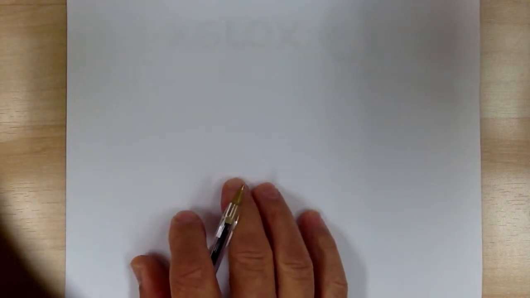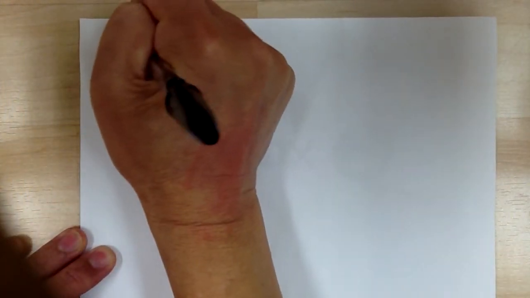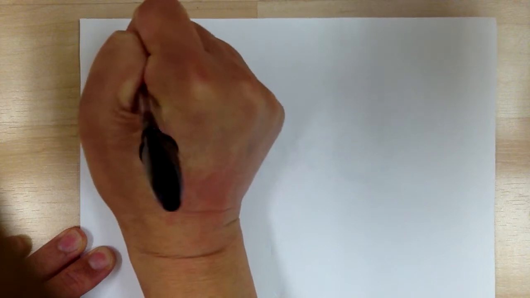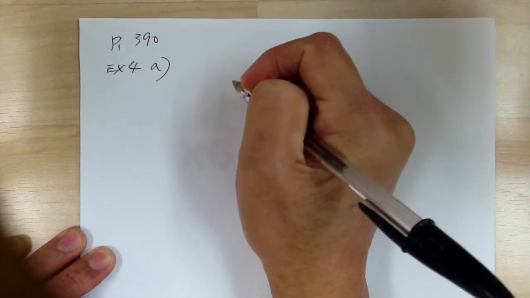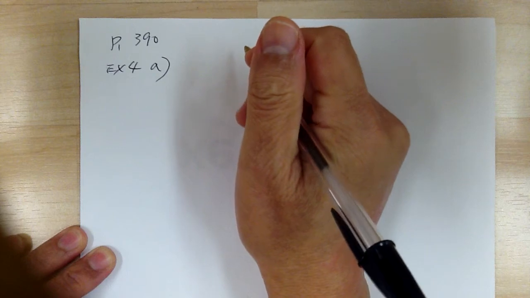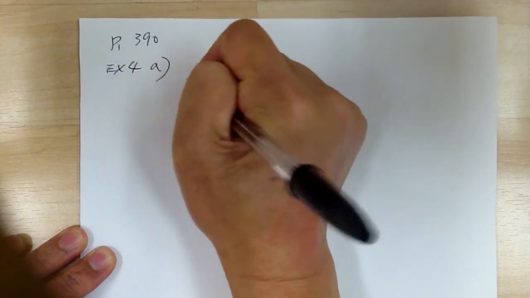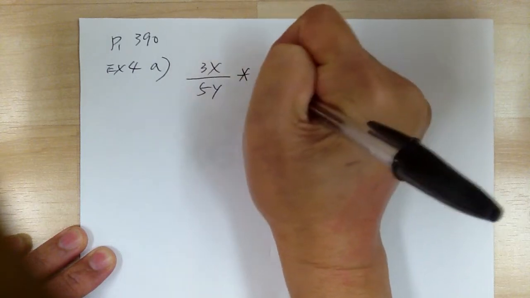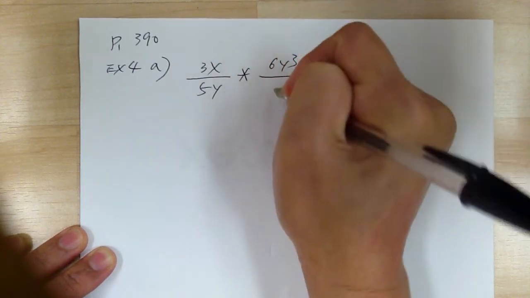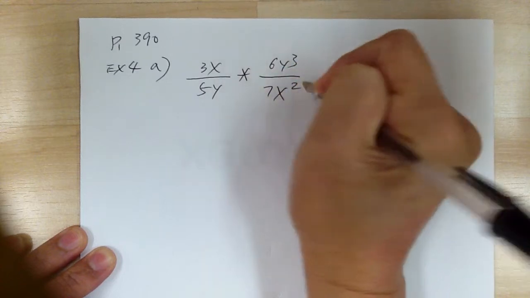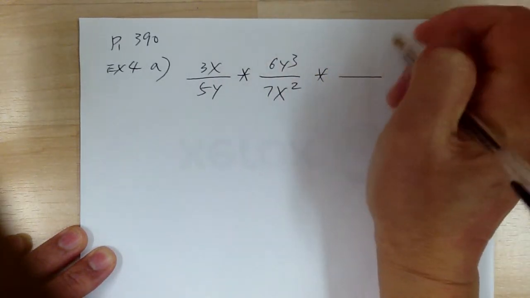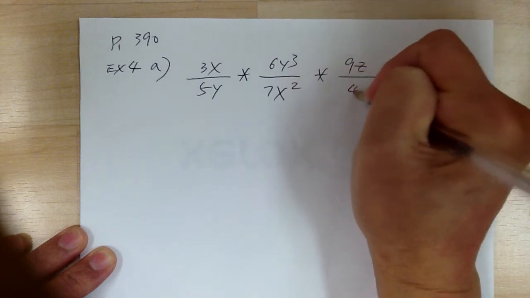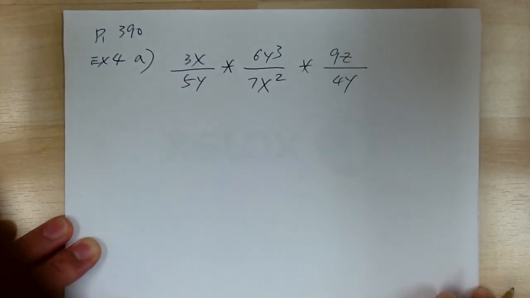Okay, let's go to example 4. Example 4a. Notice you've got 2 divisions. So you've got 3x over 5y. The first division I'm going to change into multiplication and flip it upside down. The next one is also division, so you can change it into multiplication and flip it upside down. So check. There's no addition or subtraction, which means you don't need to factor. So you're ready to cancel things out.